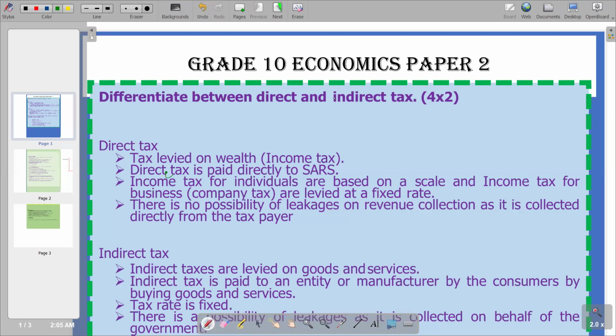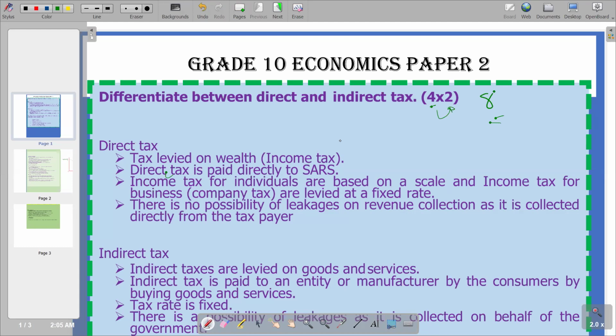Today, I want to look at a question from a Paper 2 question paper, a question on taxes. The question reads: differentiate between a direct and indirect tax. Your question has 8 marks, and we are supposed to raise 4 points, each with 2 marks, to give our 8 marks. So this is what we have.